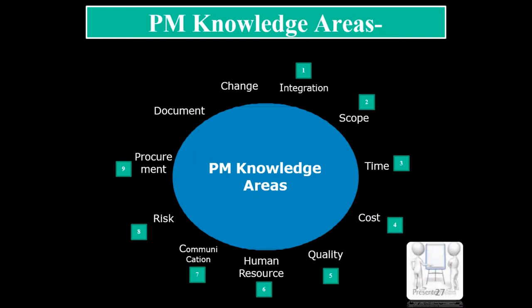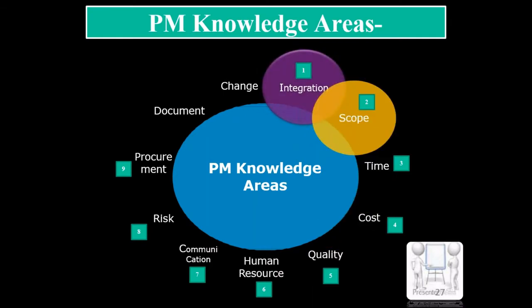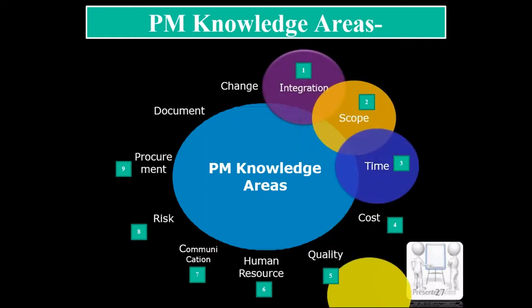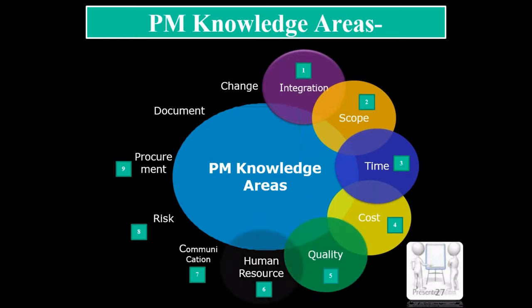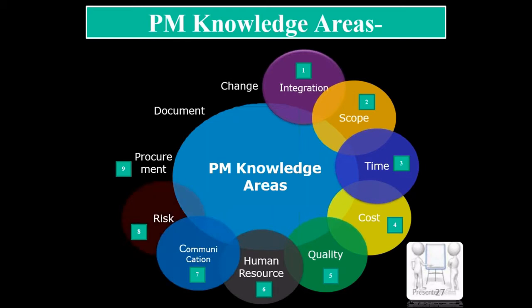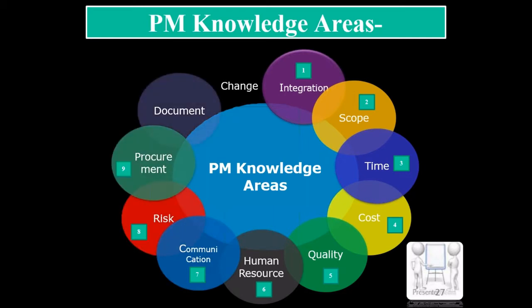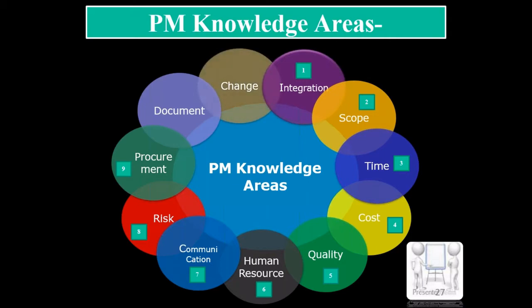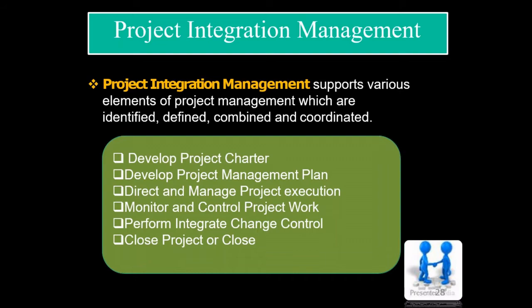So then comes the next topic, that is project management knowledge areas. There are nine areas of project management knowledge domain: integration, scope, time, cost, quality, human resources, communication, risk, procurement, documentation, and change.